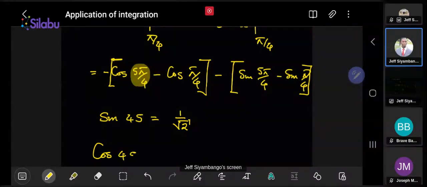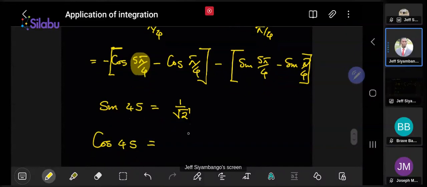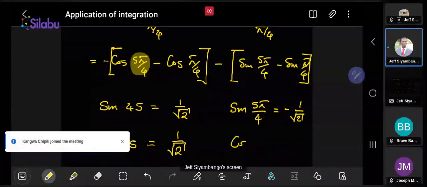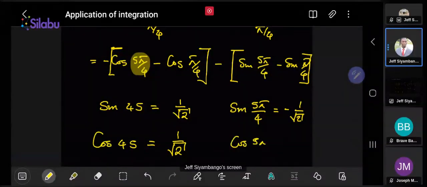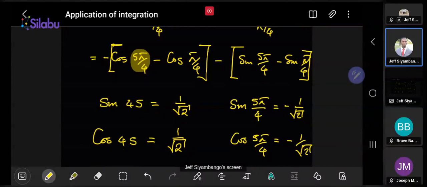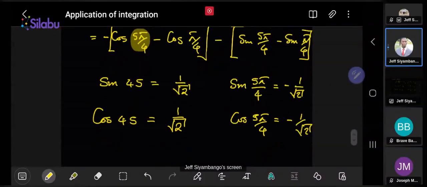And cos 45, which is pi over 4, would be the same thing, 1 over root 2. But in the third quadrant, sine and cos are both negative. So if I had sine 5 pi over 4, this would be equal to negative 1 over root 2. And cosine of 5 pi over 4, in the third quadrant, this would also be negative 1 over root 2. This implies that you can actually evaluate these without a calculator.